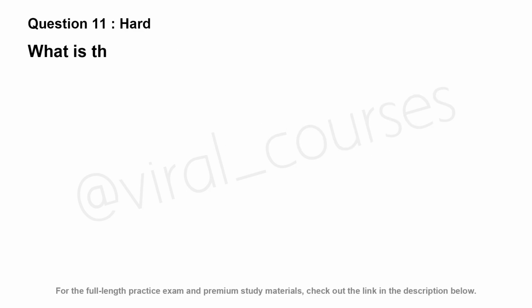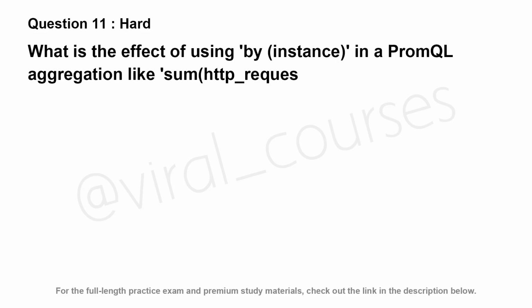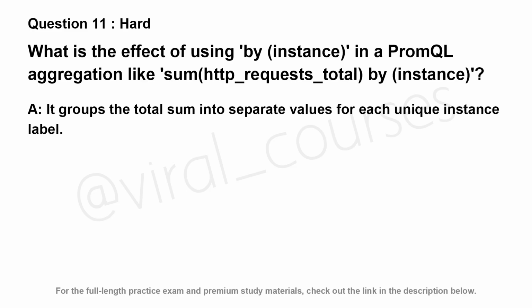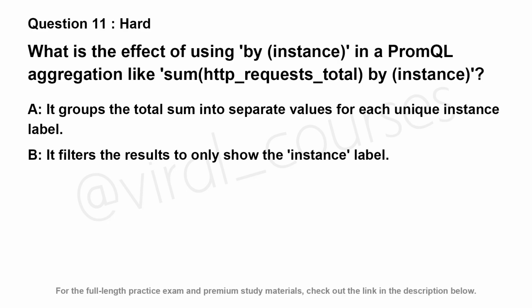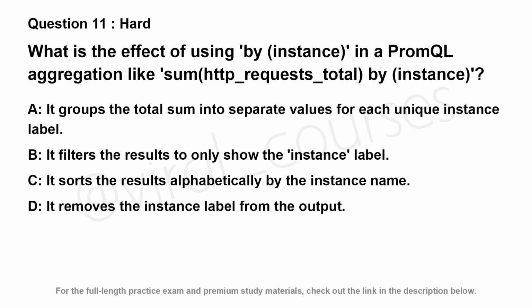What is the effect of using 'by (instance)' in a PromQL aggregation like sum(http_requests_total) by (instance)? Option A, it groups the total sum into separate values for each unique instance label. Option B, it filters the results to only show the instance label. Option C, it sorts the results alphabetically by the instance name. Option D, it removes the instance label from the output.